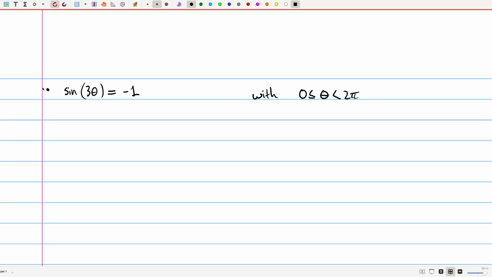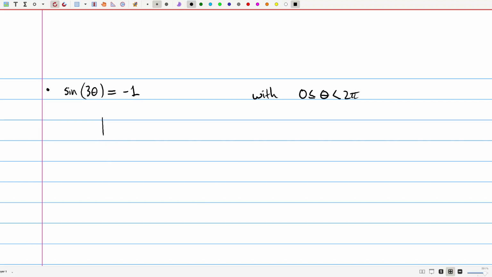Let's look at our third of four problems. In this case, sine of 3 theta is minus 1. For this problem, the trigonometric function is already isolated. And what we need is to simply plot sine of 3 theta and then try to use that knowledge to find all the solutions.